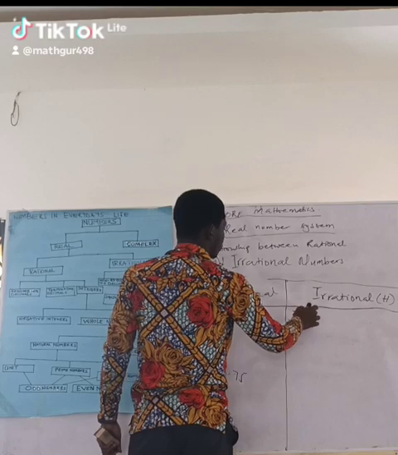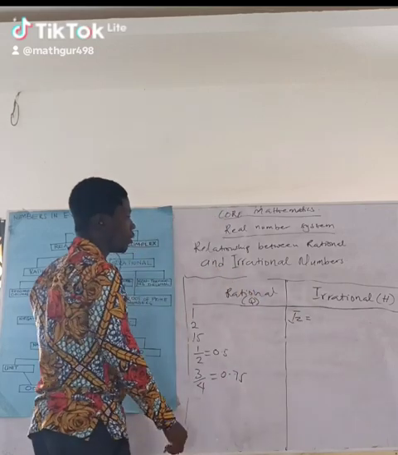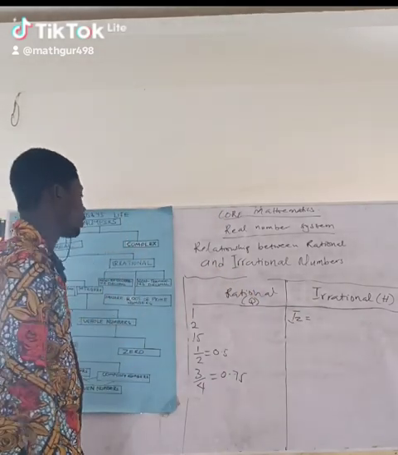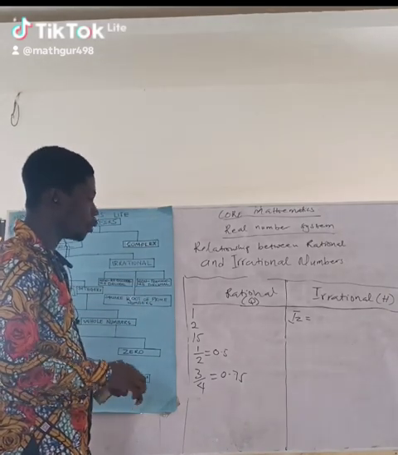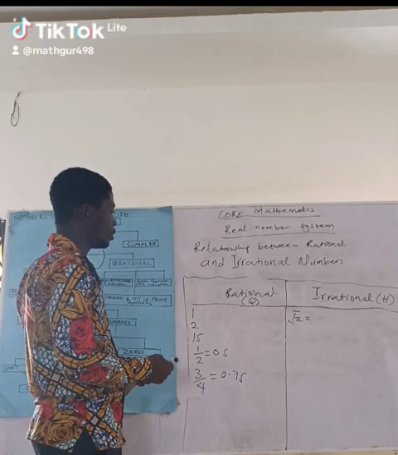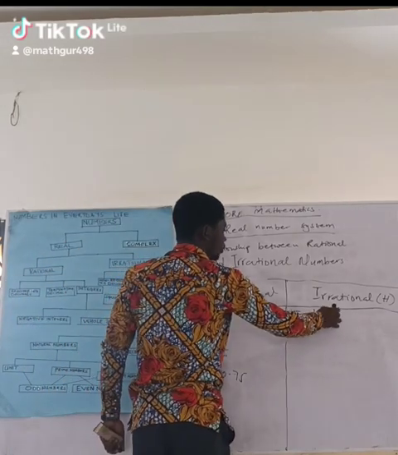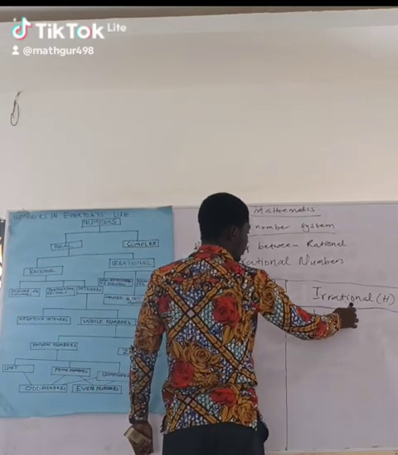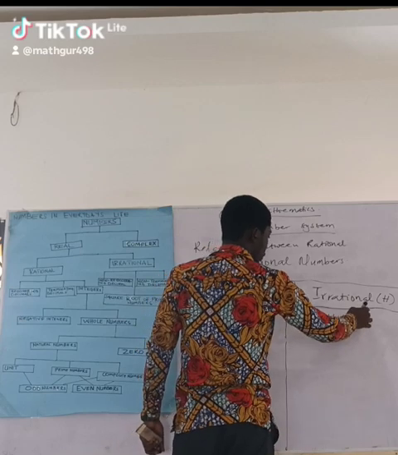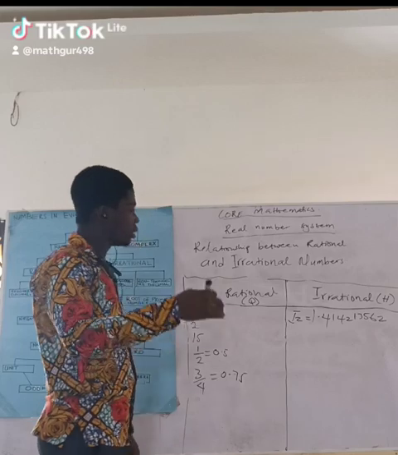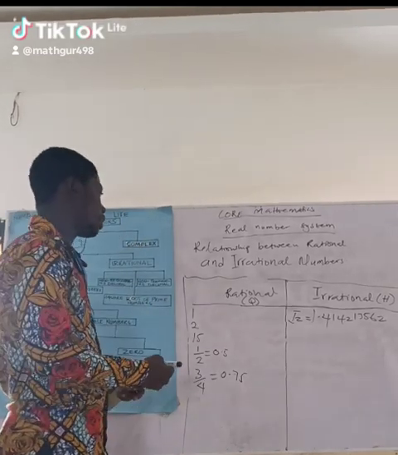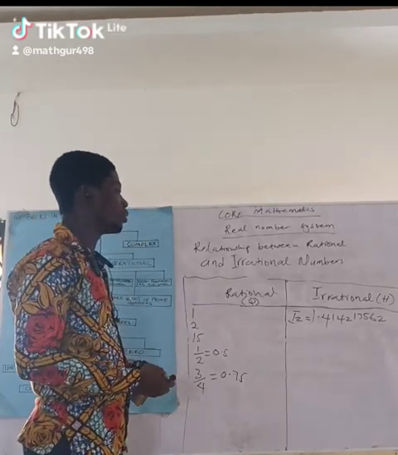Then you have square root of 2. Square root of 2 is an irrational number. Why? Because when you express it in decimal form, it will not be terminating or recurring. In decimal form it is 1.4142135562, and this is not even the end. It will continue.